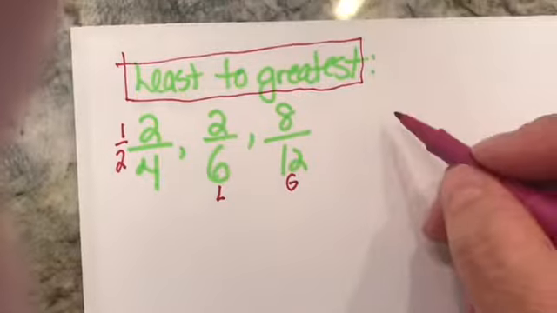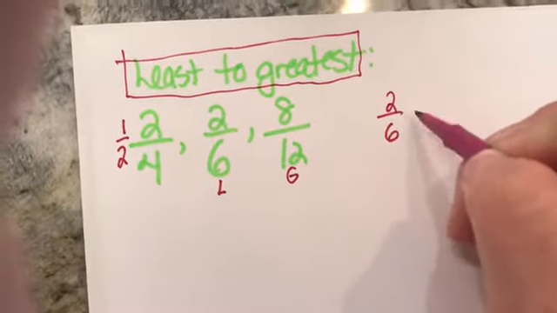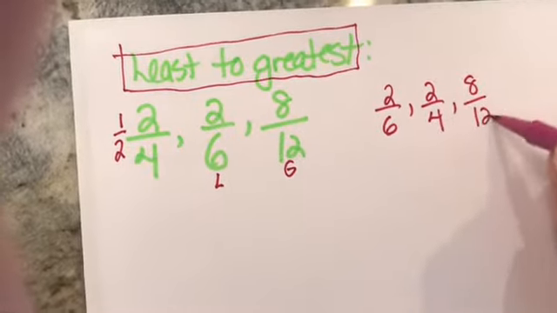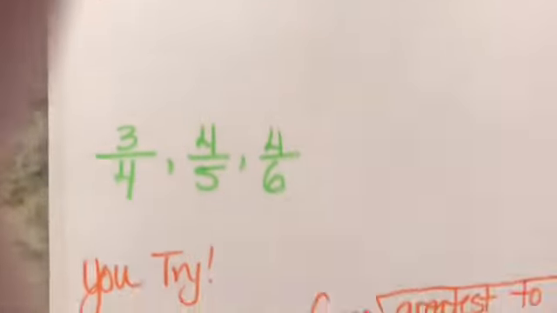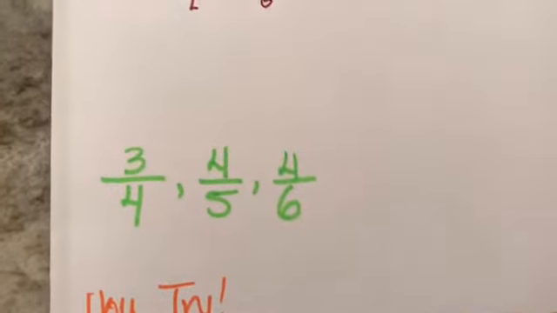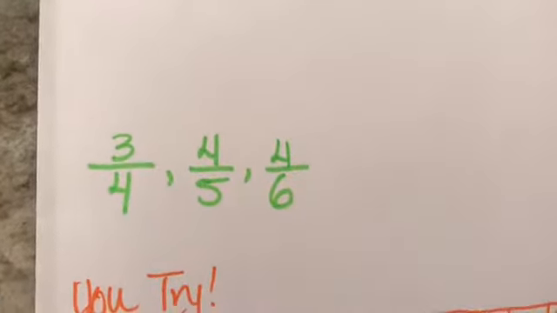in order. So from least to greatest, I'm going to have 2/6, 2/4, and then 8/12. Okay. One more here. I'm going to do the same thing, least to greatest. I have 3/4, 4/5, and 4/6.